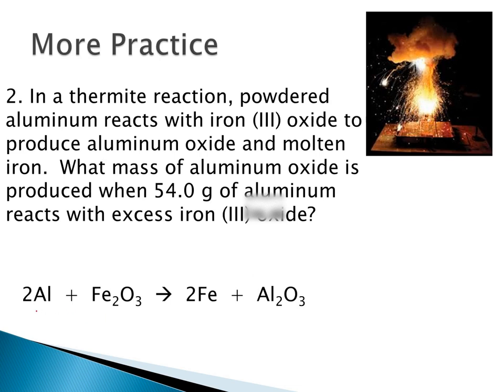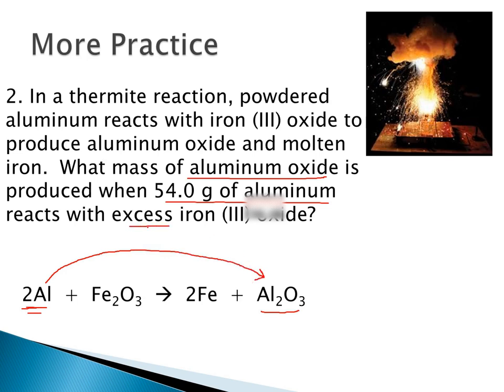Hopefully you ended up with aluminum reacting with iron oxide. It'll take 2 aluminums to react with 1 iron oxide to produce 2 irons and 1 aluminum oxide. The question is asking what mass of aluminum oxide, which is our product, is produced when 54 grams of aluminum, so we're starting with the mass of this one, we want to convert to mass of aluminum oxide.